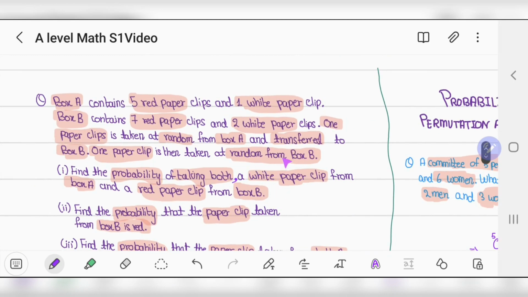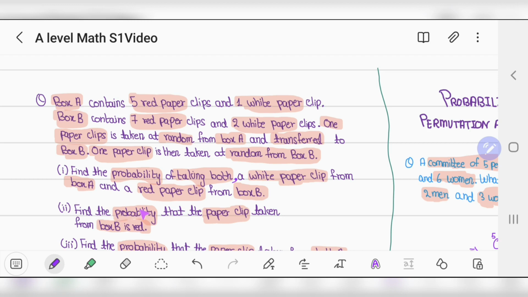So the probability of taking a white paperclip from box A is 1 upon 6. And then after choosing that, whether white or red, you just transfer it to box B, and then you have to choose a red paperclip from box B, right? In box B it has 7 red paperclips and 2 white paperclips. So if I take the white paperclip from box A and transfer it to box B, then the probability of taking a red paperclip would be 7 upon 3, and instead of 2 it would become 3. So total would be, in box B it is 9, but since we are transferring from box A to box B, the total number of paperclips would be 10. So 7 upon 10. Okay.